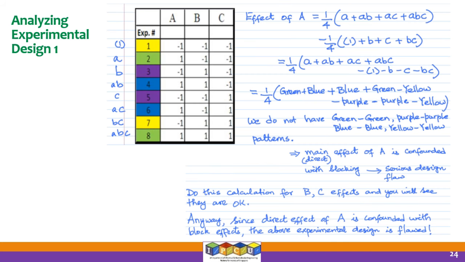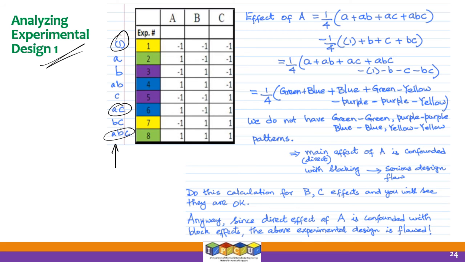Let us now look at computing the effect of A as we normally do. I have taken experimental design 1, the same colors are assigned for the blocks and the same experiments are assigned to the blocks, so everything is intact, and I've just added this label here. The way we label, when everything is low we label it as (1), when everything is high it is labeled as ABC, when A and C are +1 and B is -1 we label it as AC, etc. So this is the usual labeling process.